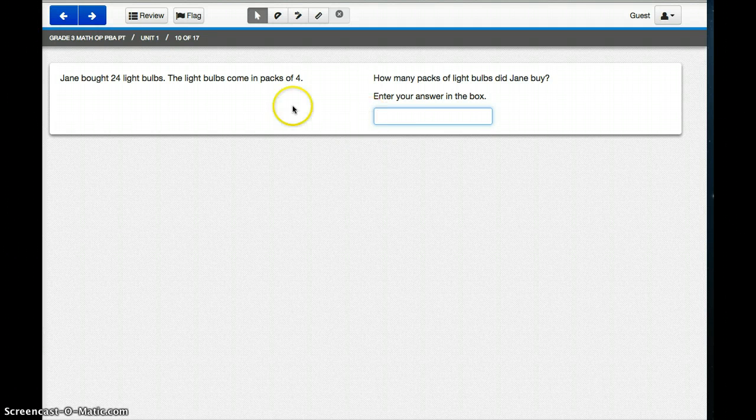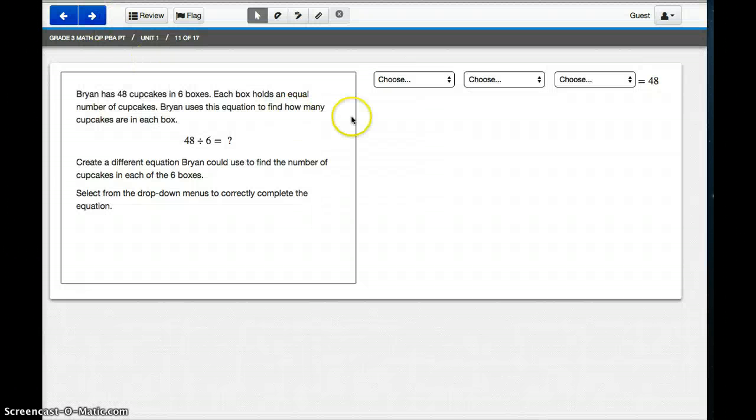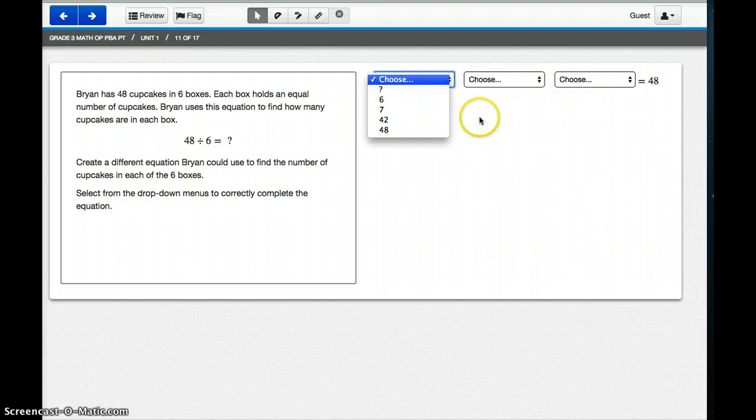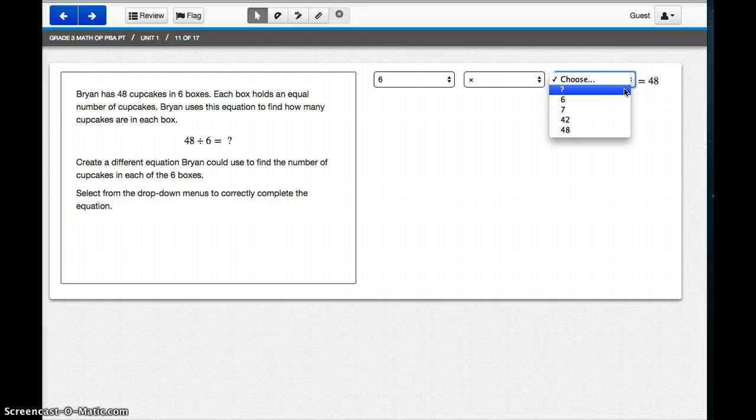Click in the box to enter your answer here. Oh, these are drop-down boxes. The drop-down boxes, you click the arrows, and you can choose answers. So this one wants us to do the opposite, so 48 divided by 6. So the opposite is 6 times what equals 48? Well, it would be 6 times 8 equals 48, but there's no choice. So in this case, we're going to use the question mark.